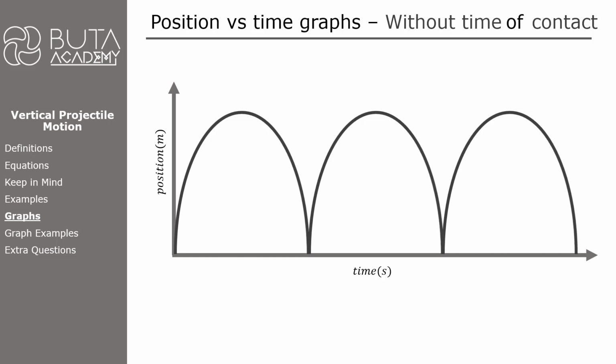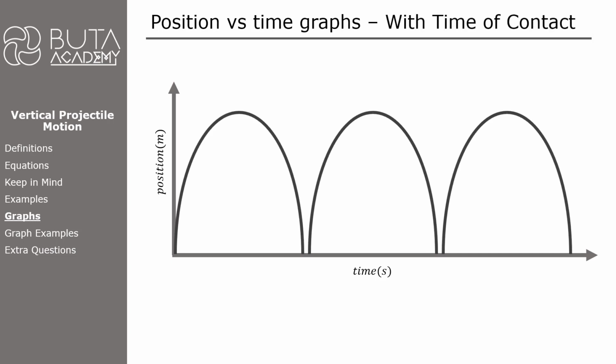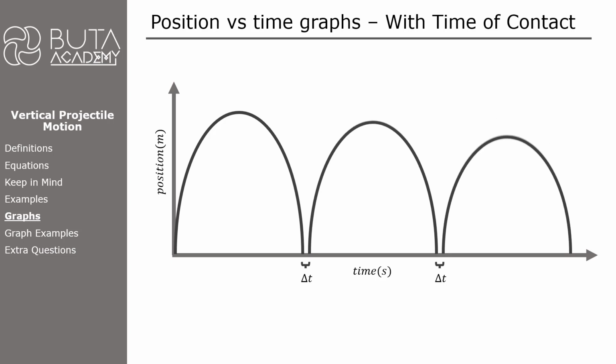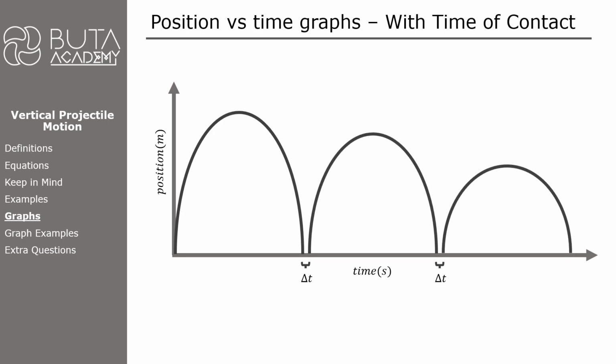When there is time of contact, there will be slight gaps between each semi-arc which can be represented as delta t. This is the duration where the ball and surface are in contact with each other. Another point to consider is that if there is time of contact, the collision is an inelastic one. In other words, there is loss of energy. If an object loses energy during the collision, after bouncing, it cannot reach the same height as before. Therefore, the height of the second and third trajectories will be relatively smaller than the previous one.